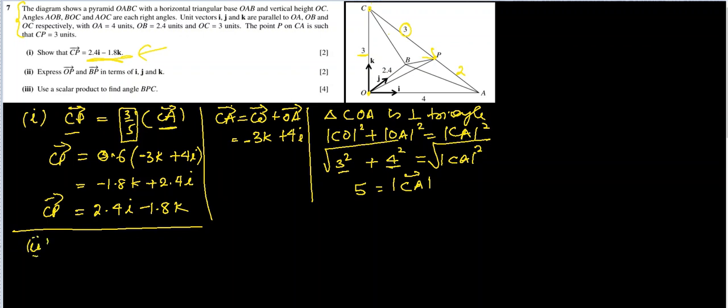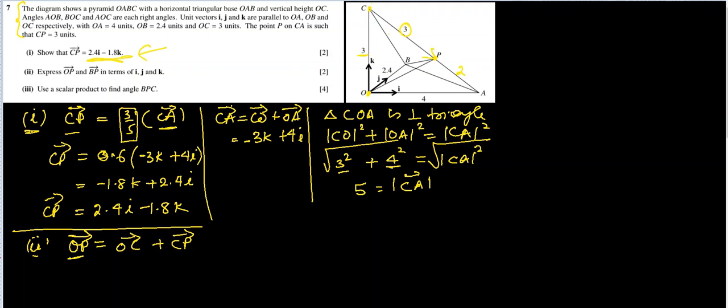In the second part, they're saying express OP and BP also in terms of I, J and K. So let's start with OP. The tail is at O, the head is at P. So what will I do? I will take the help of part 1 in this. I will go from O to C first, OC, and then from C to P, and that will be equal to OP.